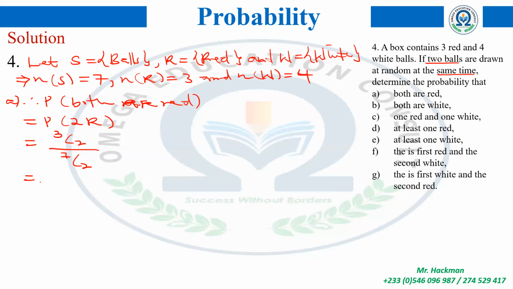Okay, so now this gives us what? 3 combination 2 is 3. 7 combination 2 is 21. Okay, so did you say 21? Yes, please. Okay, so now can we reduce this? 1/7. 1 over 7.